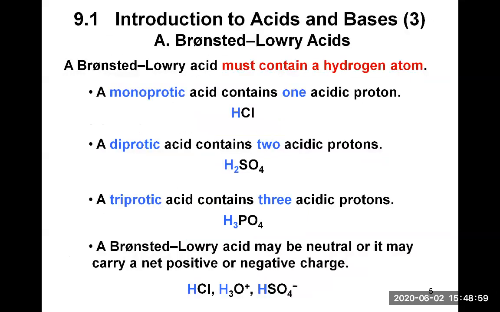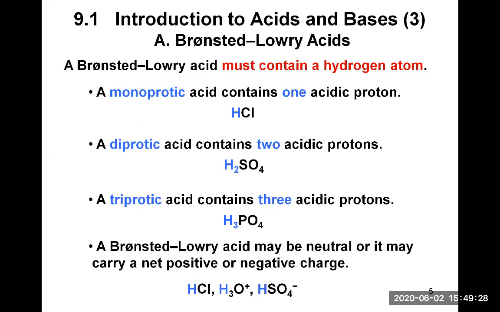So let's look into more detail into Bronsted-Lowry acids. What are they? A Bronsted-Lowry acid is a proton donor, so that means it must contain a hydrogen atom. And by convention, this hydrogen atom that will be acidic is written first in the formula.